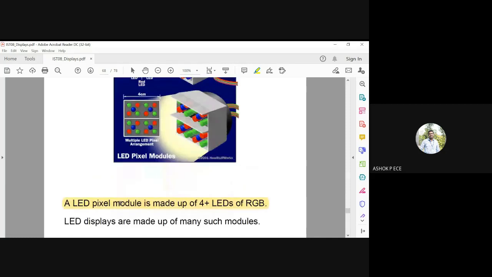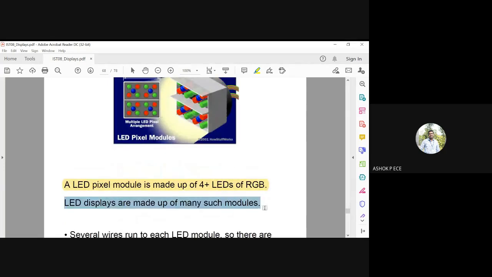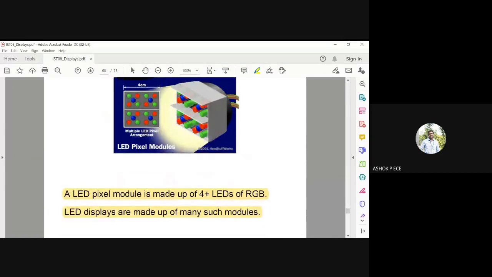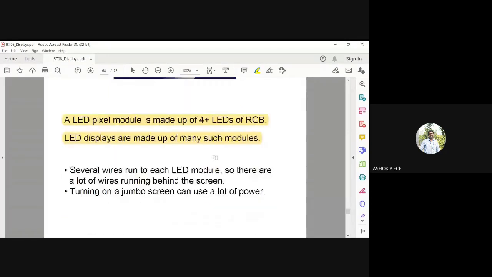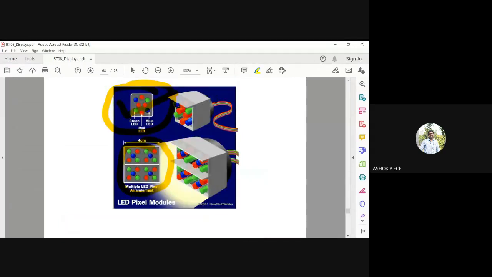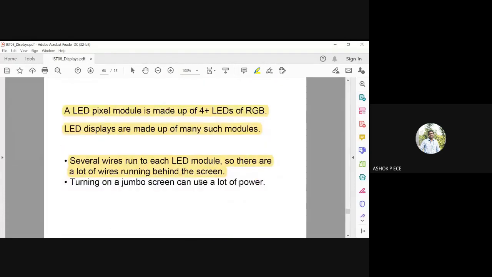LED displays are made up of small modules. A single module is shown here. When you connect this module in repetitive positions, it is going to become an array. A simple example of an array is shown here. Several wires run to each LED module, so there are a lot of wires running behind the screen. You see here, each LED requires voltage to function, right? So you can see several wires running behind the LED screen.